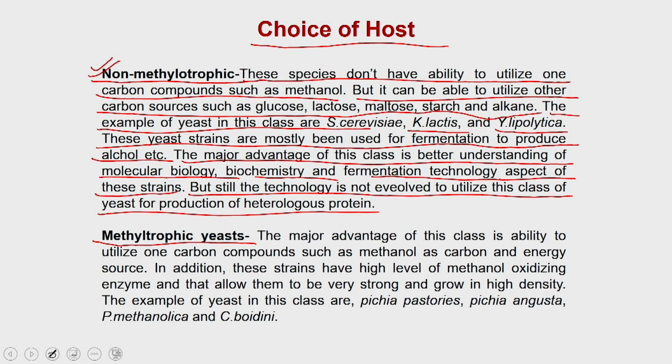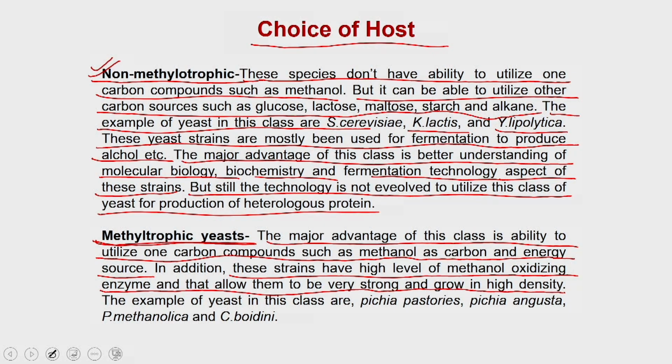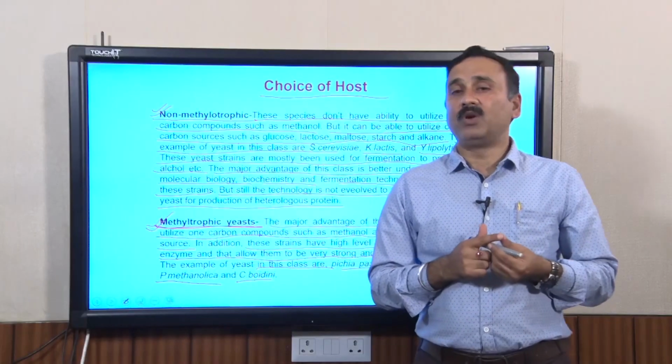Now, methylotrophic yeast, as the name suggests, are yeast strains that use methanol as a one carbon source. These strains have the advantage that they can utilize a one carbon compound such as methanol as a carbon and energy source. In addition, these strains have a high level of methanol oxidizing enzyme, and that allows them to be very strong and grow to a high density. Examples of yeast in this class are Pichia pastoris, Pichia angusta, Pichia methanolica and C. boidinii. So, these are the methylotrophic strains which people very often use for protein production.